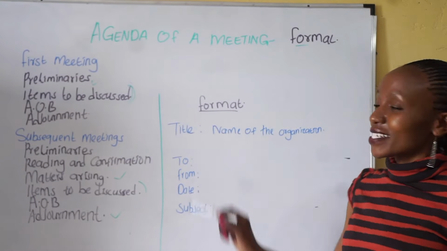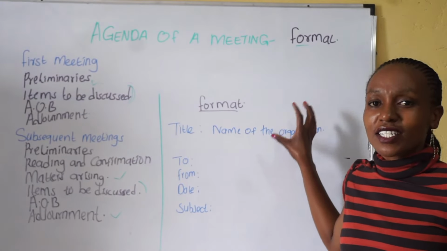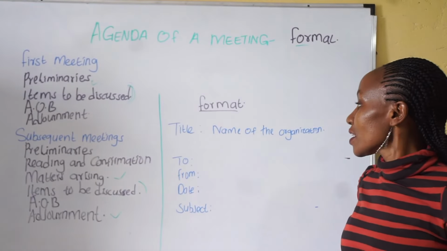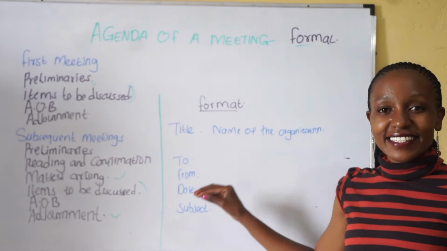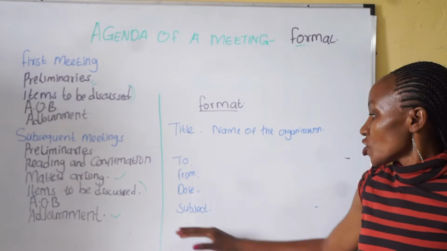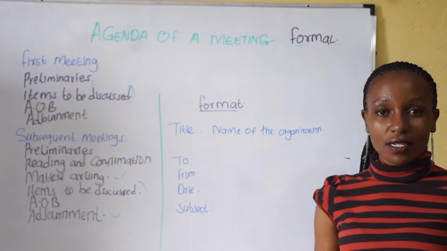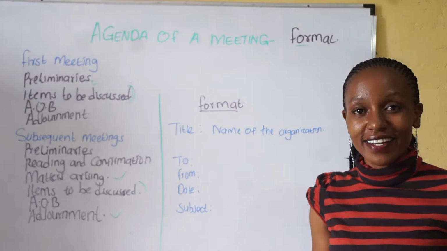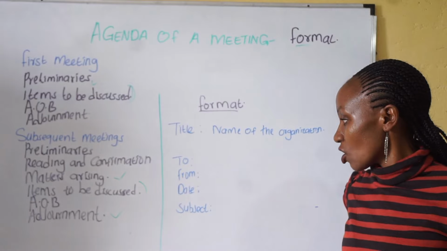And the first thing that we have is the title. The title is the name of the organization or the institution that is calling for the meeting. And then we have the recipient, from, the sender. The date, you just give a complete date. I'm going to show you that. After the date, you're going to have the subject. And this subject is the gist of what our writing is all about. After the gist of the writing, you're going to have the body, and finally the signing off.